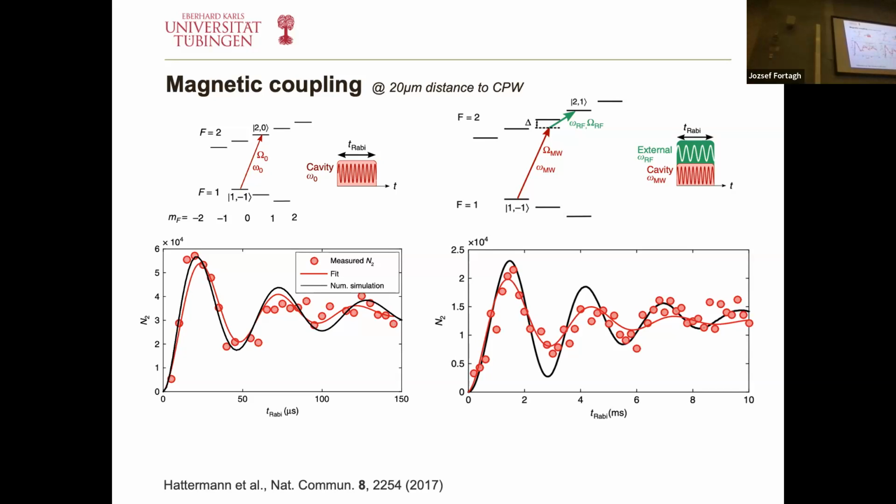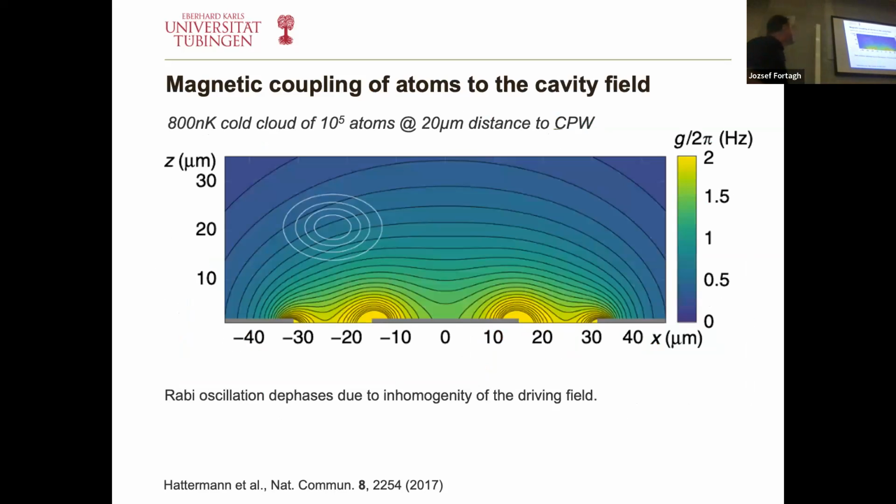Watch the time scale, but the same finding: the oscillation is dephasing just after one oscillation period. Now, the question is, why is that? And you see already theory curves. The red is the fitting of the data, and the black line is a model which considers the inhomogeneity of the microwave field close to the coplanar cavity.